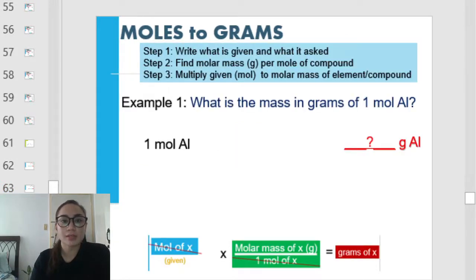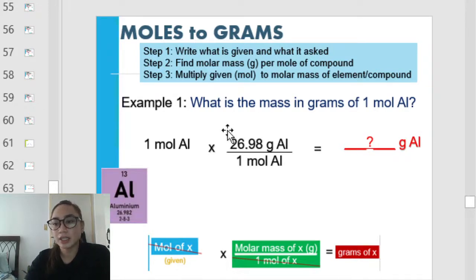Okay, so our steps, of course: write what is given and what is asked, that is, what we have and what we are looking for. And step number 2 is to find the molar mass in grams per mole of the compound. So let us start with step 1. For example, we have a question: what is the mass in grams of 1 mole of aluminum? So we already have a given. What is given? We have 1 mole. I already wrote it there. And what is asked is the mass in grams. We are looking for the mass in grams of aluminum.